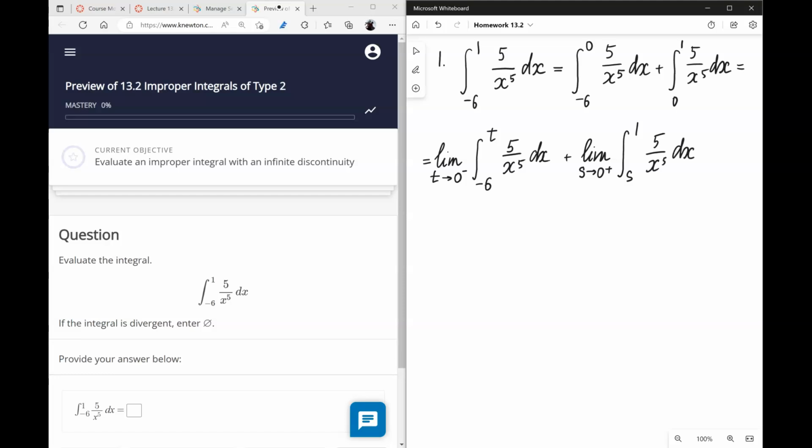And the next step is to actually find, so we're going to hit the pause button here, and we're going to try to find the general antiderivative of this function. To do so, we're going to rewrite it, and then we're going to use the power rule. So it's going to be -5/4 x to the power -4. So now we're ready to put it back into the original integral.